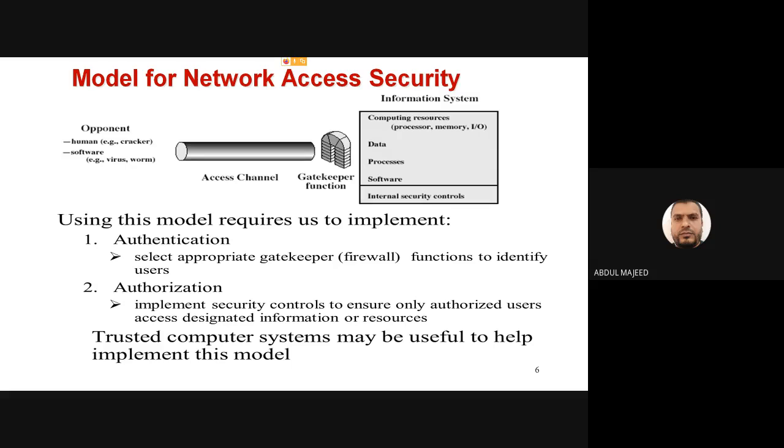Very first, they will try to attack the computing resources: processors, memory, input output. That's why if a virus enters the system, the very first thing is that processing speed will get reduced, and your system will become slow. Your processing will go down.